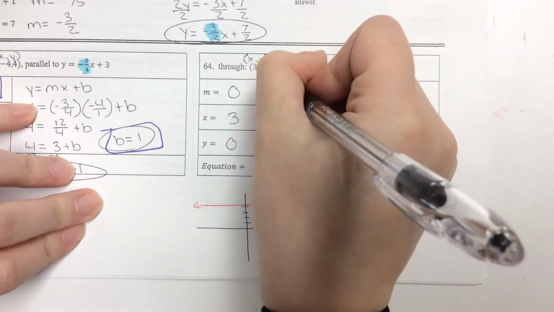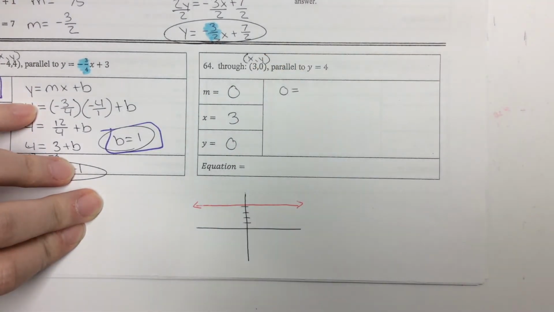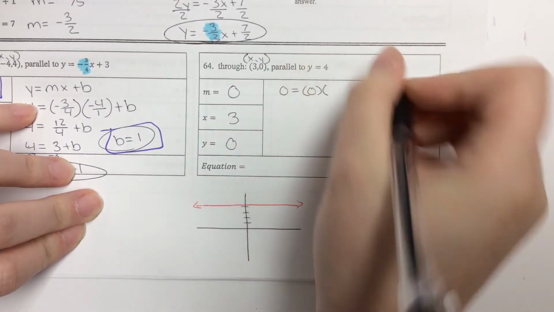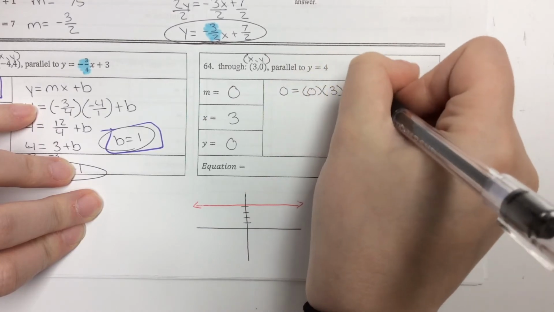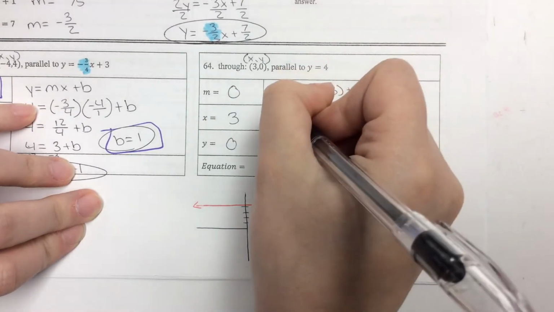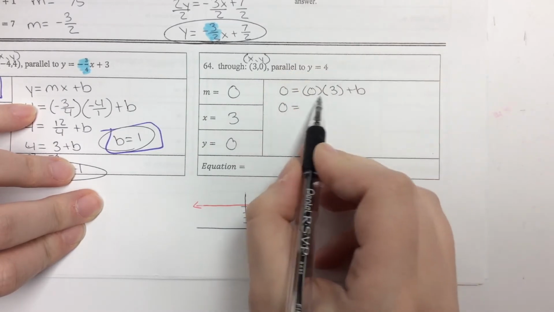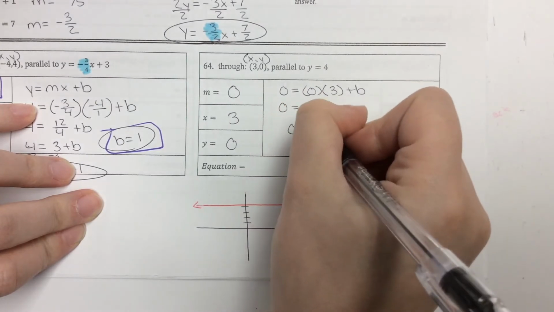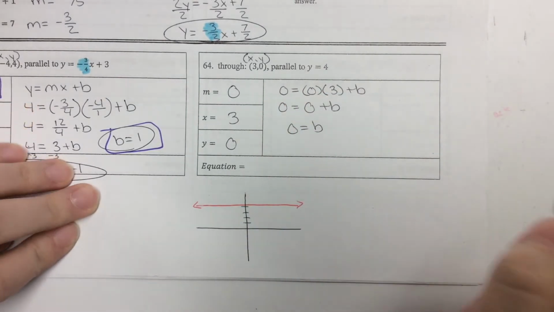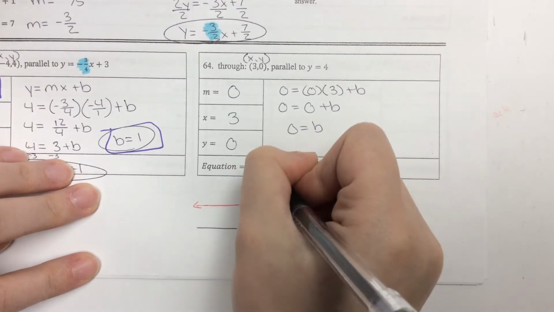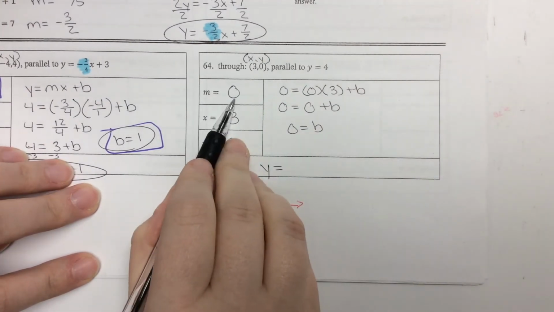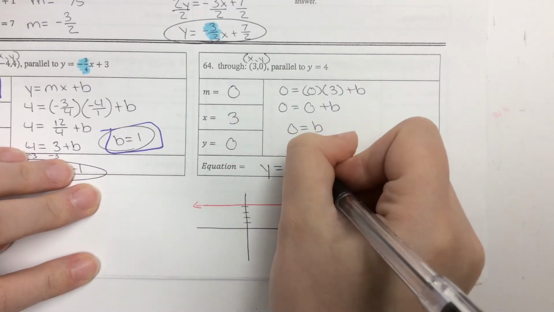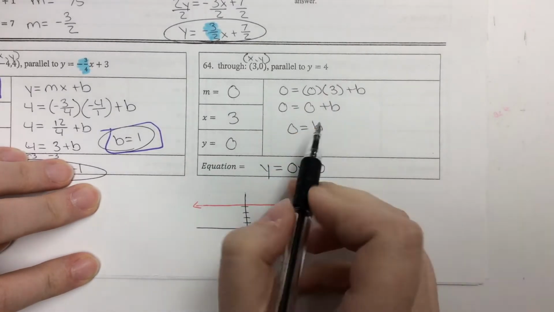We have 0 equals mx plus b. m is 0 times x, which is 3, plus b. So 0 equals, well, 0 times 3 is 0, plus b. Looks like b is going to be 0, guys. Okay, so let's make a new equation. Our new equation is y equals m, which is 0, times x plus 0, because that's what b is.